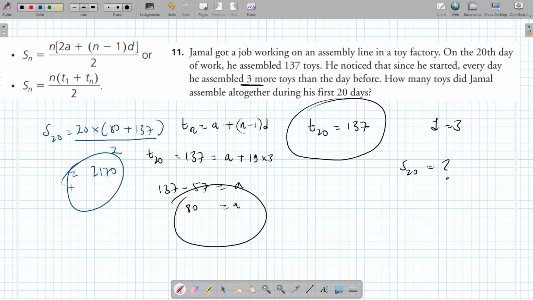Cool? This is not too bad, right? You just use the sequence formula sometimes if the A is missing or the D is missing, and you're going to use one of the two series formulas to find the sum.